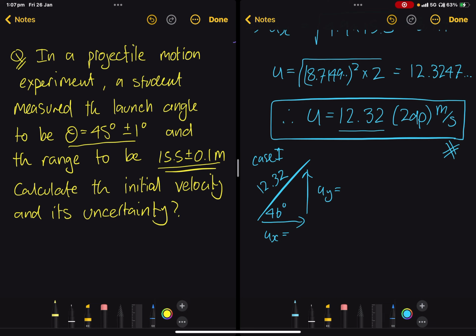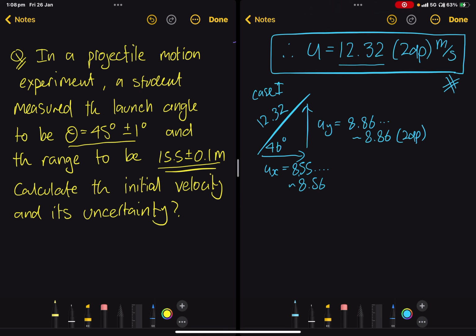So we have u of y will be sine, so 12.32 times sine of 46 will give me 8.86. And then 12.32 times cosine of 46 will give me 8.56. Or 8.55. So this one rounds to 8.86. We're just rounding here because it's fine. It's going to give us a pretty good estimation of the error whether we round or not. And this one becomes 8.56. So now we have the u in x, we have the u in y.